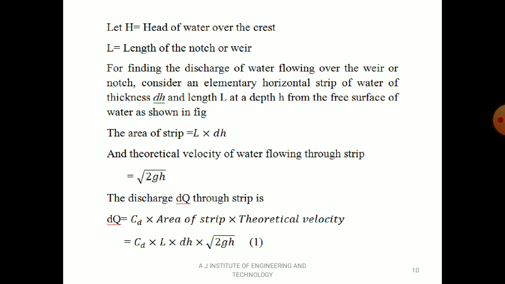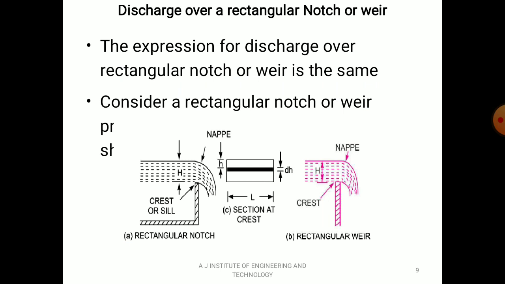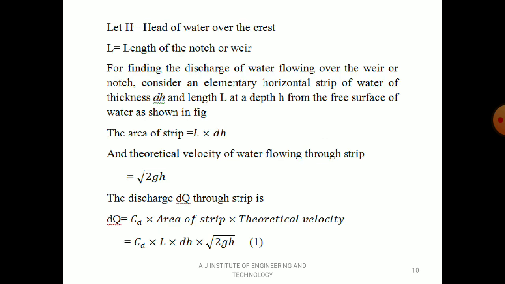Let H be the head of water over the crest. You can see there capital H is the head of water over the crest, or head of water flowing over the weir, or through the notch. Let L be the length of the notch or weir. For finding the discharge over the weir or notch, consider an elementary horizontal strip of water of thickness dh and length L at a depth h from the free surface of water, as shown in figure C.